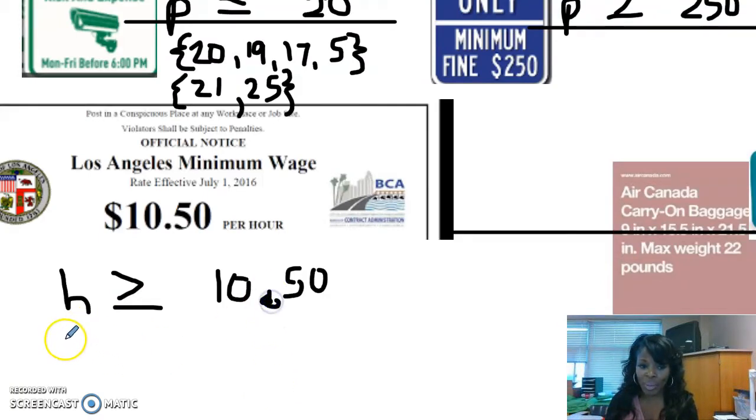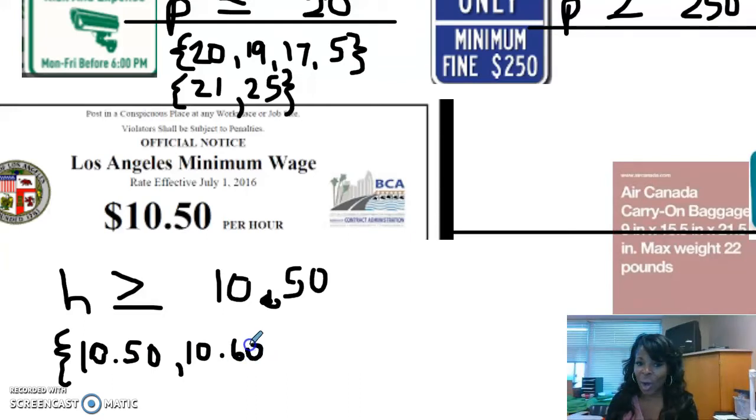So we're going to put our hourly wage is greater than or equal to $10.50. All right, so what numbers are in the solution set? It would be $10.50. It could be $10.60. Woohoo, 10-cent raise, right? Or you could be in the big leagues and make $20 an hour. And even better for some of my very good math students, $50 an hour, right?